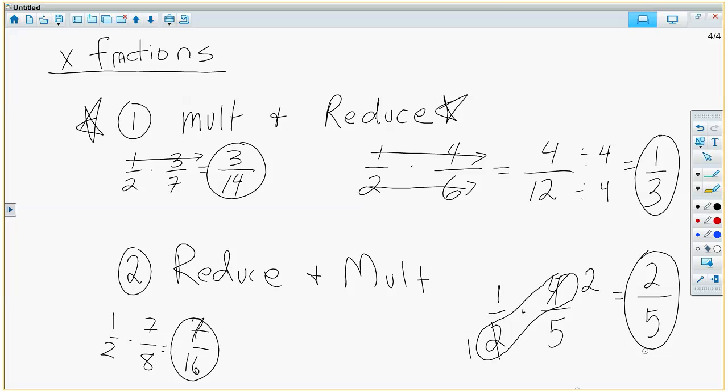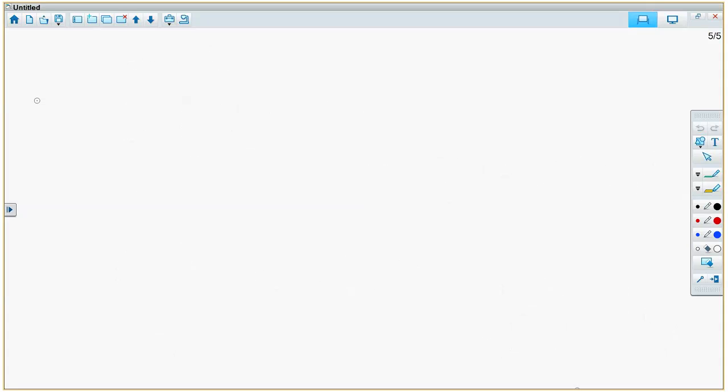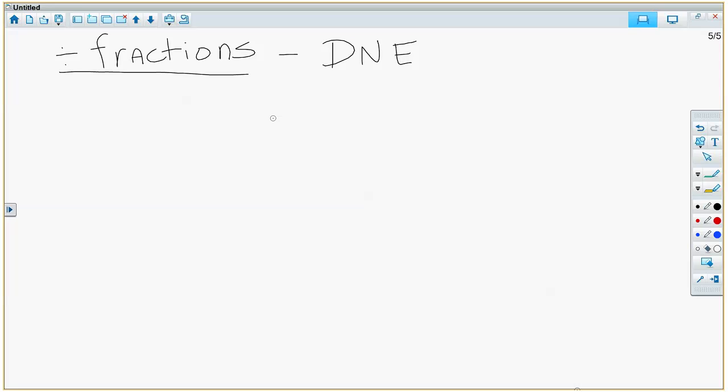What about division? Is there such thing as division of fractions? No, there is not. Why isn't there anything about division of fractions? Because you multiply by the what? Reciprocal. Reciprocal is a 25-cent word for flip-flop or inverse.